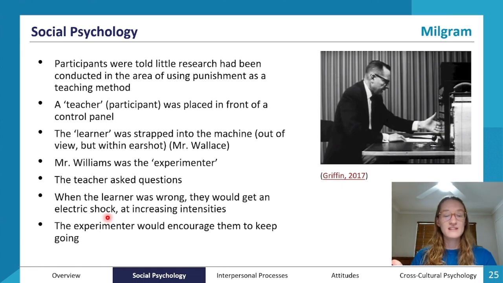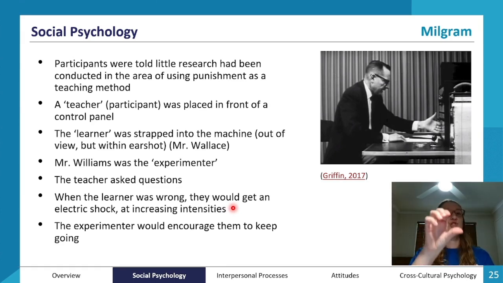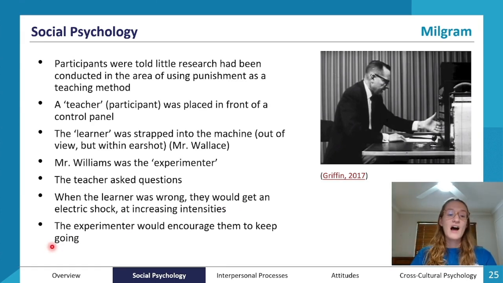The teacher or the participant actually had to administer this electric shock by pressing the button or turning the dial or whatever, and at increasing intensities. So every time they got it wrong, they would shock them more and more and more. And the experimenter would encourage them to keep going. So this is where obedience really comes into it.